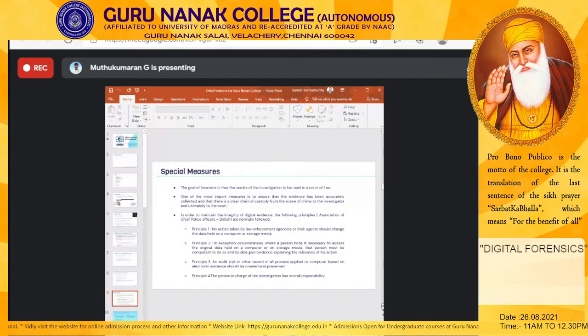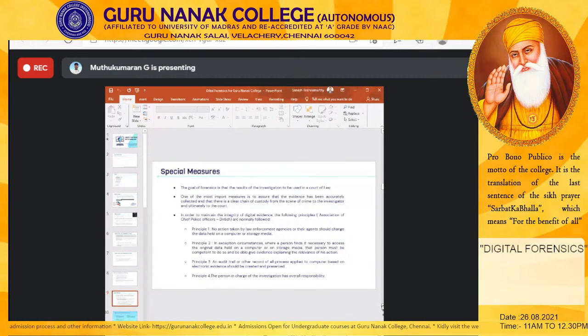The next principle says that in an exceptional circumstance, if somebody has to enter or change the data, either in the computer or any medium, that person has to record why. The person first has to be competent to do so, and he should record what changes he made, and be able to give evidence in court explaining why he needed to change this data. Then, as I said, the audit trail is the most important piece of work which a person has to do.